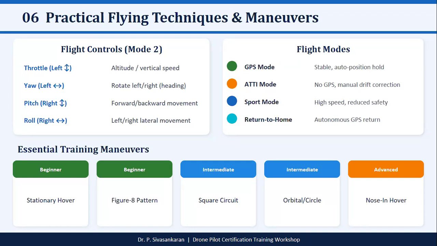Pilots should be familiar with GPS mode, altitude mode, sport mode, and return to home functionality. Training exercises include stationary hovering, figure eight patterns, square circuits, orbital flights, and nose-in hovering. These exercises will help to develop confidence and precision. Consistent practice is the key to becoming a skilled drone pilot.